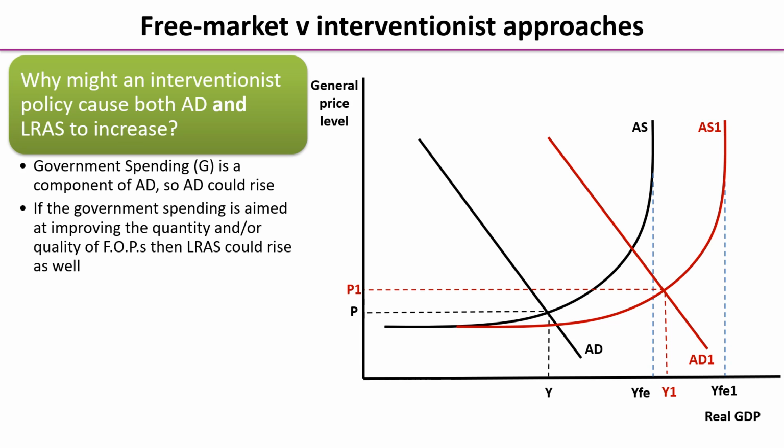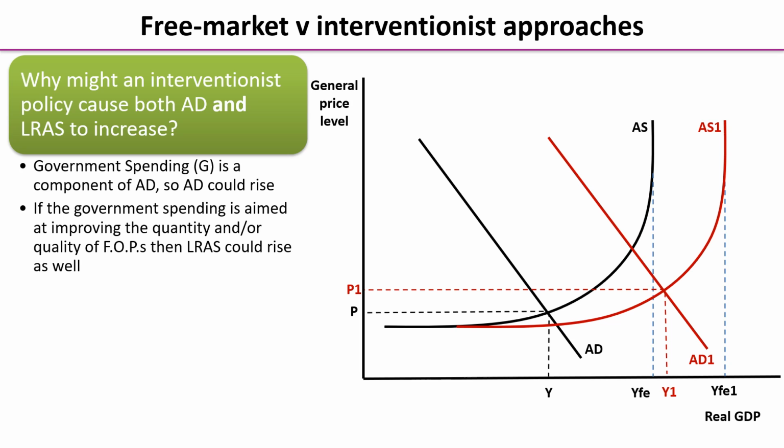What we can see there is that rise in government spending causing AD to shift out to the right to AD1, but also that AS has shifted out to the right, provided that the factors of production have improved too. So we've got a new equilibrium level of Y1, P1, much higher level of real GDP than we had before, but also in this case a slight rise in the price level to P1.